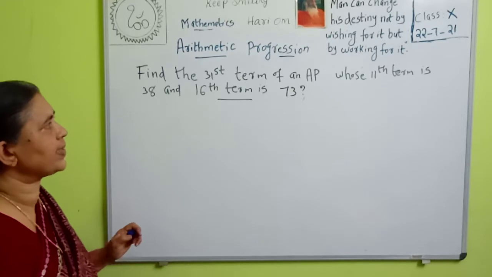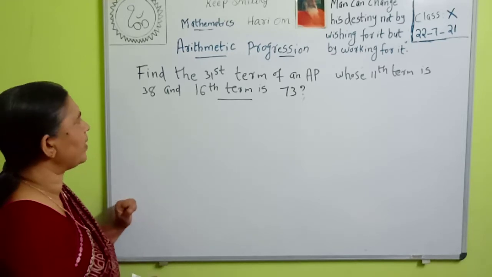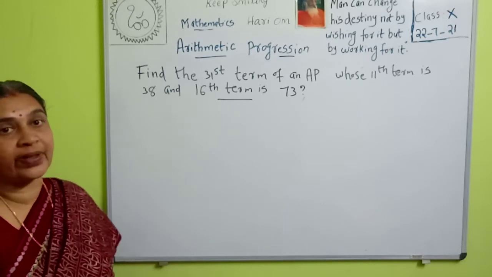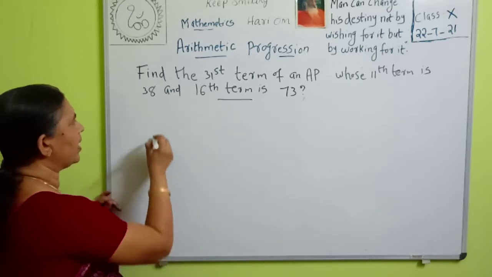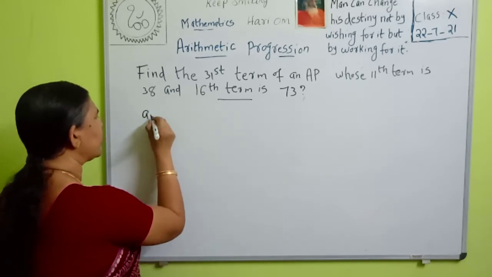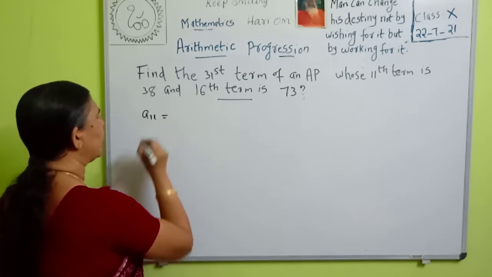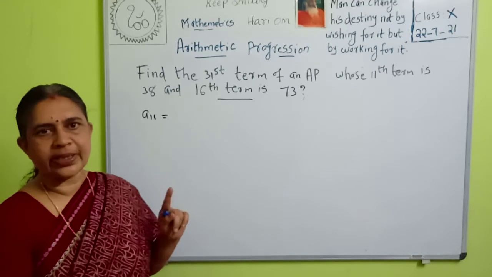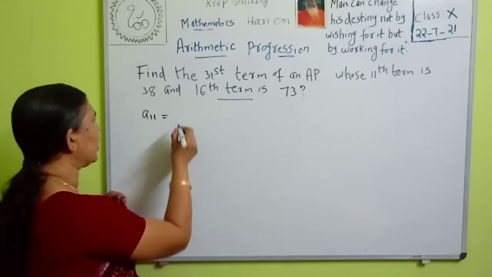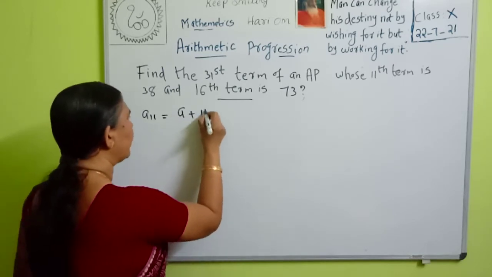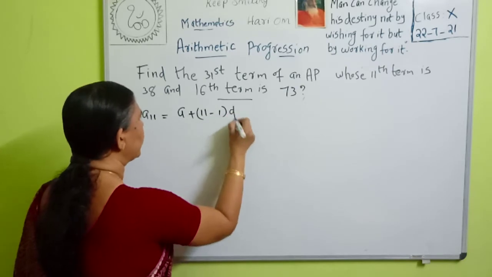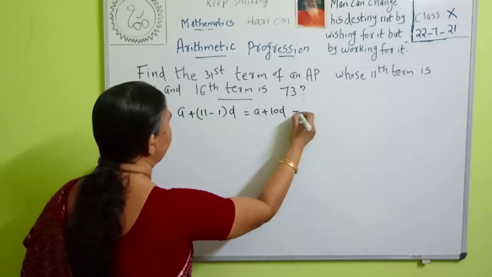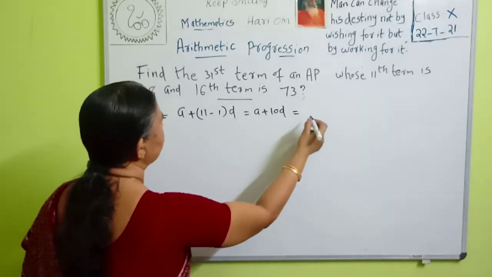Find the 31st term of an AP whose 11th term is 38 and 16th term is 63. We are asked to find the 31st term of the AP. Then what is the 11th term of an AP? An is equal to A plus n minus 1 into D. Then what is A11? A plus 11 minus 1 into D, which is equal to A plus 10D. And the 31st term of the AP is A plus 30D.